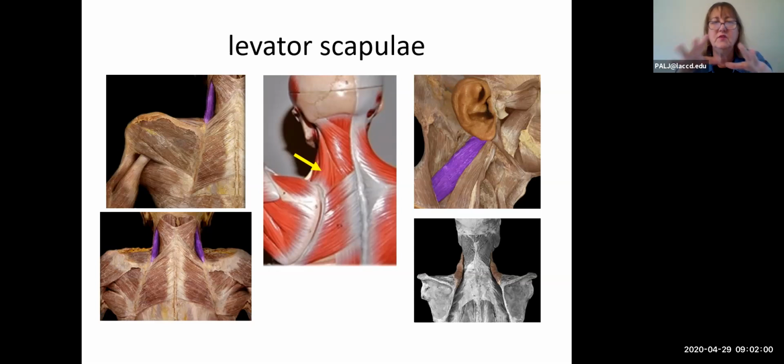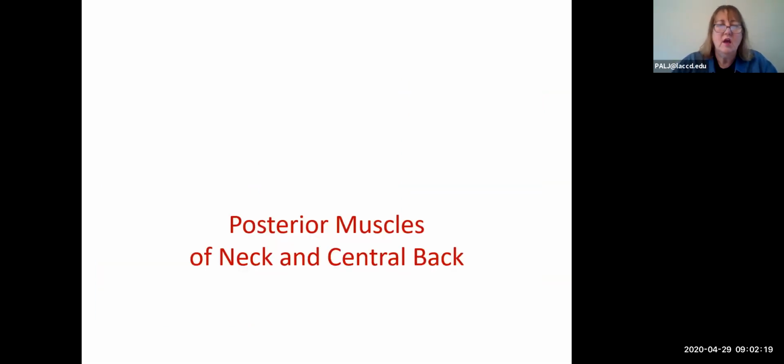So if you get confused in those muscles, is this the posterior scalene or not? Just don't get confused with the levator scapulae, because you'll see the levator scapulae's origin is off of the scapula. All right, so that's it for those upper ones.